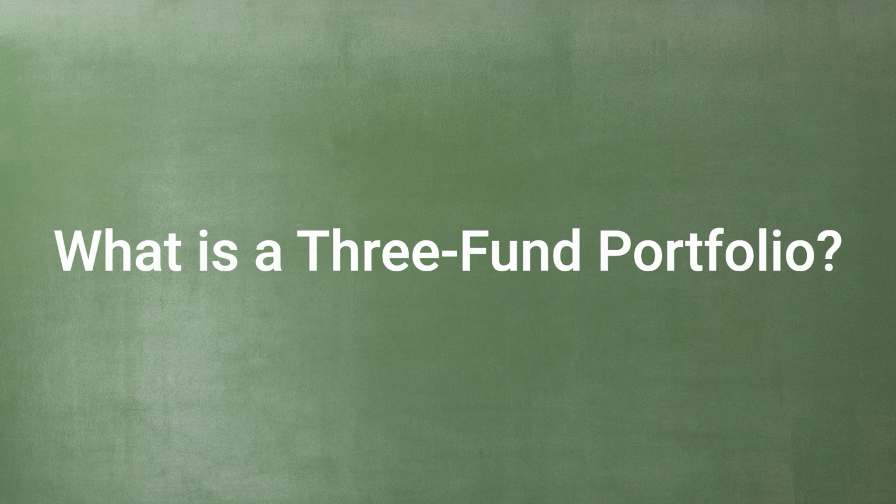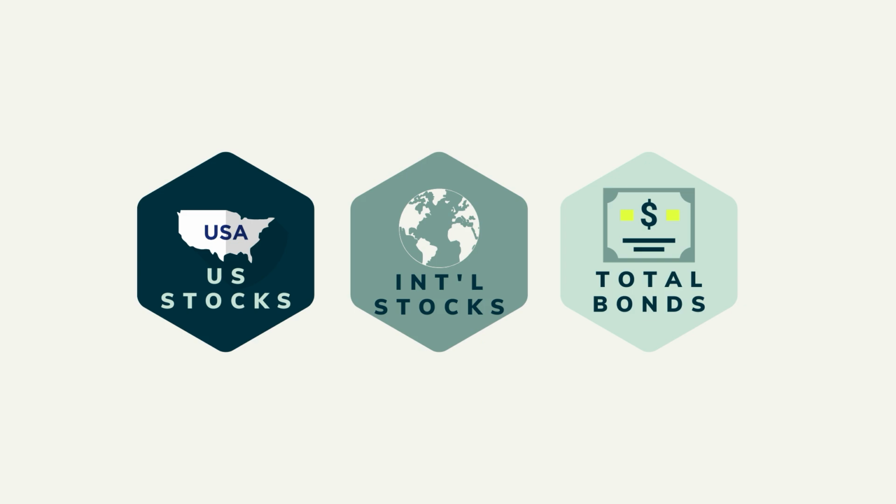So what exactly is a 3-fund portfolio? Well, it is exactly what it sounds like. It is a portfolio made up of 3 funds. The 3 funds are: number 1, a fund for the U.S. total stock market, which has exposure to the entire U.S. stock market. The second fund is called the International Stock Market Fund, which covers global markets outside of the U.S. And the third is a total bond market fund to provide stability and income within your portfolio. This approach gives you a broad diversification while keeping things simple and very low cost.